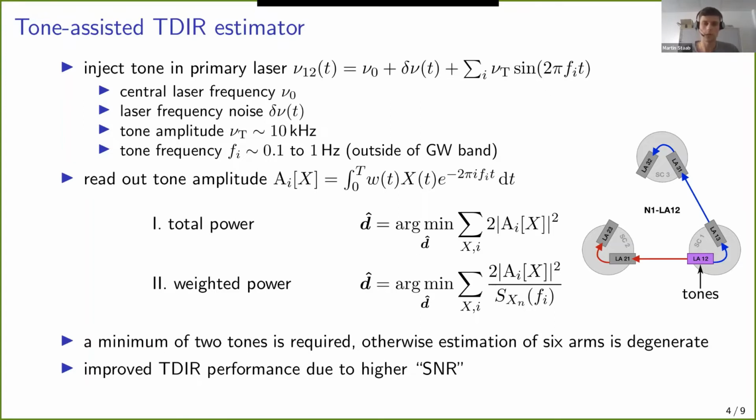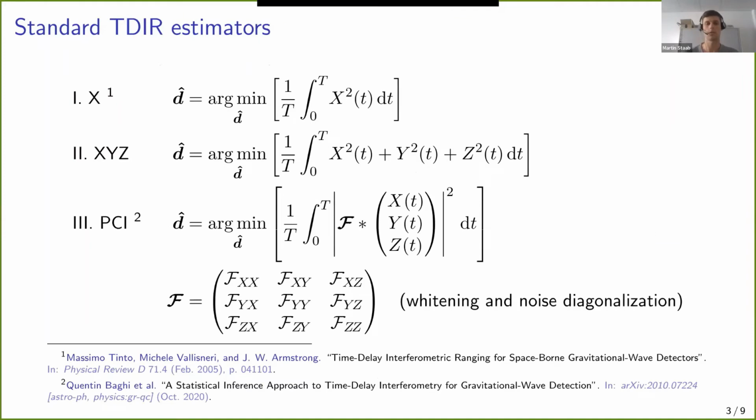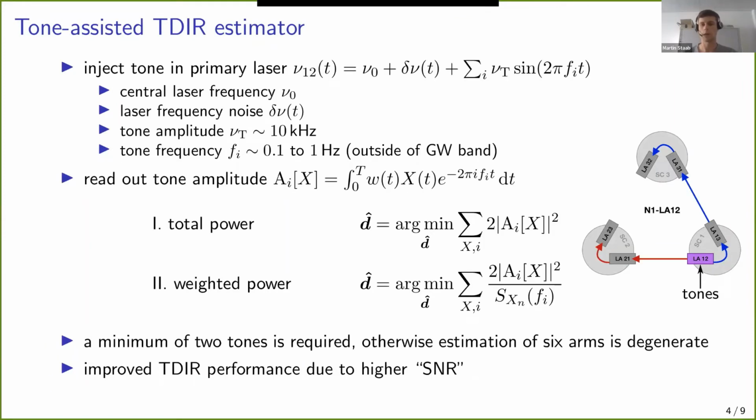So we found out that a minimum of 2 tones is required to estimate all 6 arms. Otherwise, you get degenerate directions, and you can only estimate 5 arms or 5 combinations of the 6 arms. And by introducing the tone, we get an improved TDIR performance because of this higher signal to noise ratio, where the signal is really the laser noise, and the noise is the secondary noise floor.